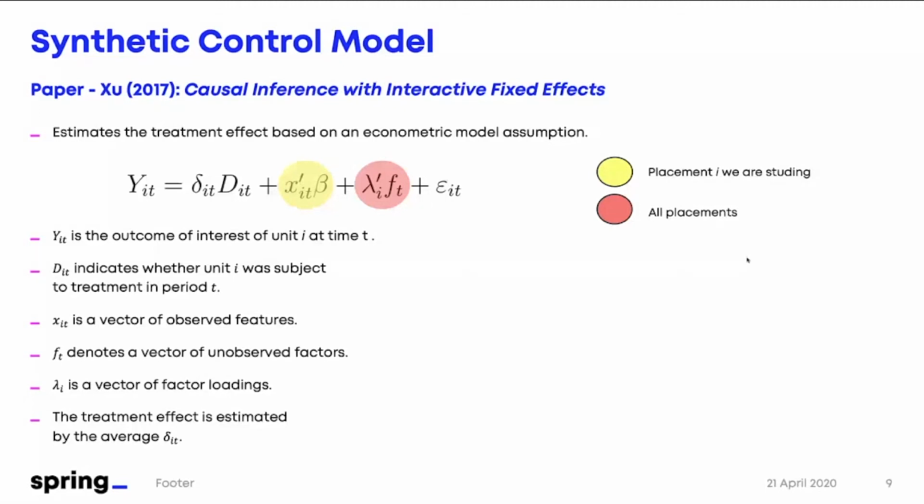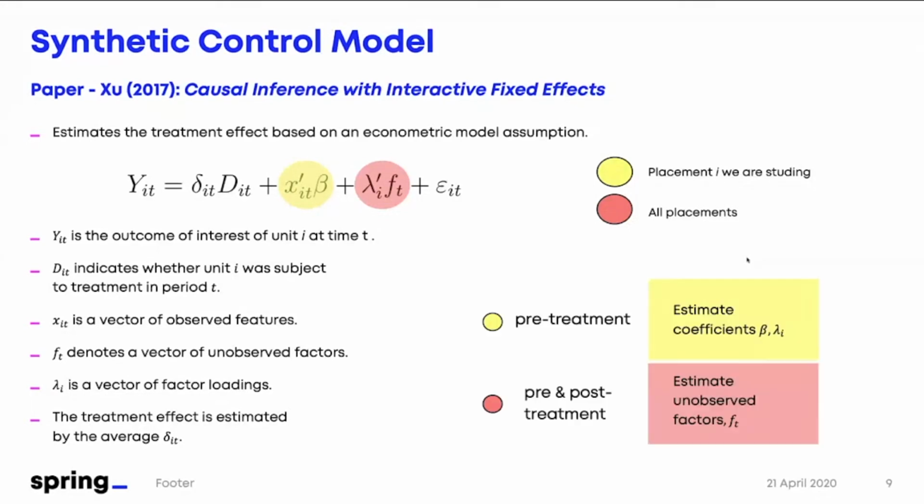And then there's also a second factor, which is a vector of unobserved factors. It's called unobserved, and those factors basically summarize the bidders' current behavior on all of the placements that you have. So we're not talking about past data anymore, but we're also talking about current data.